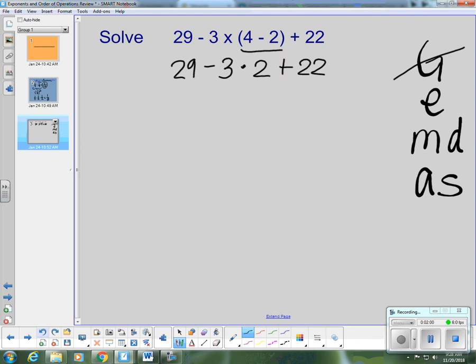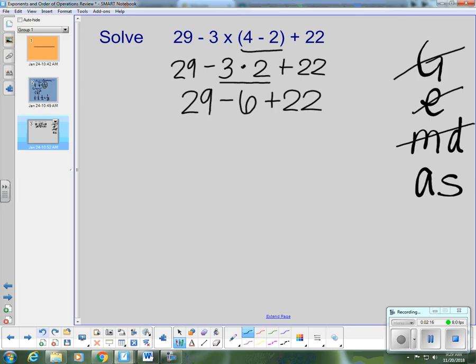Any exponents? No. Any multiplication or division? We do have multiplication here. 3 times 2, that's 6. And I'm going to bring everything that's not underlined down. Any more multiplication or division?